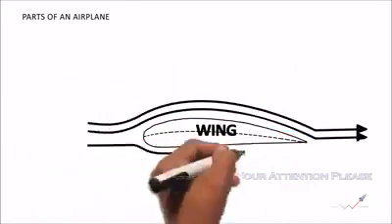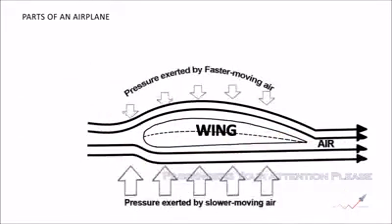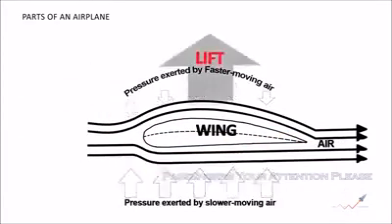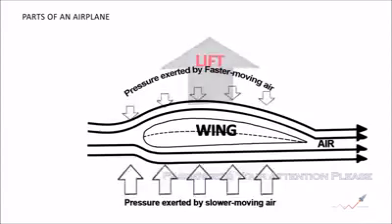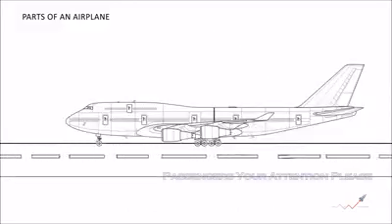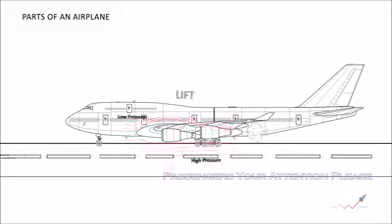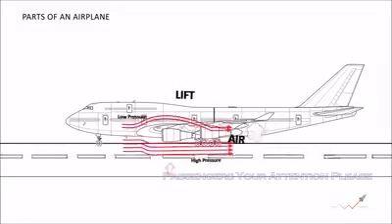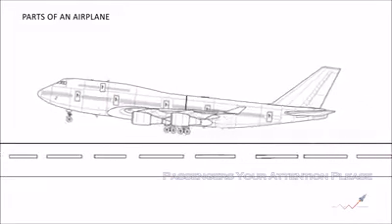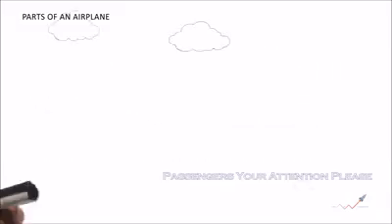This special shape is designed to deflect the air at the bottom of the wing due to more air strikes at the bottom and less air at the top of the wing. As the airplane rolls down the runway, higher pressure and more upward force is produced below the wing, and lower pressure and lesser downward force above the wing. The net result is the lifting of an airplane.